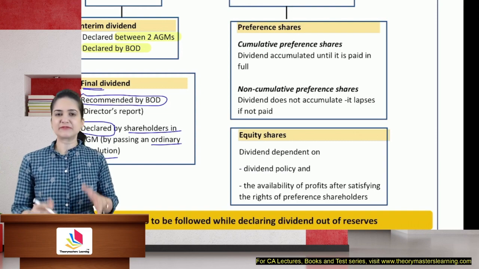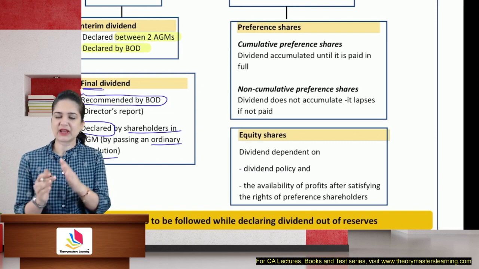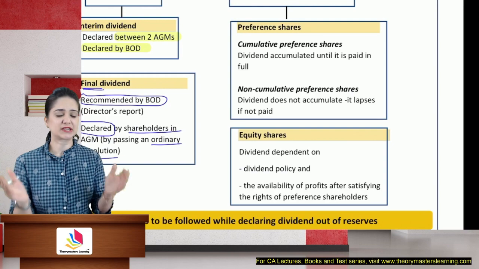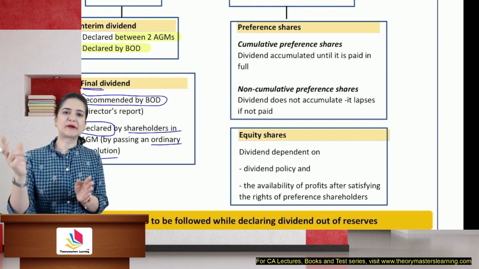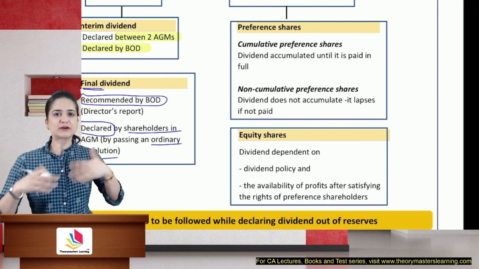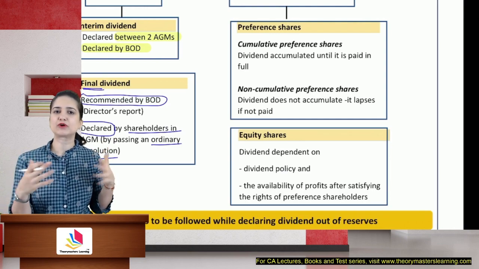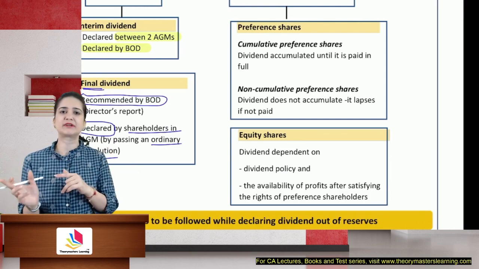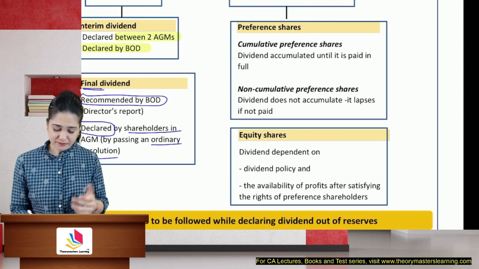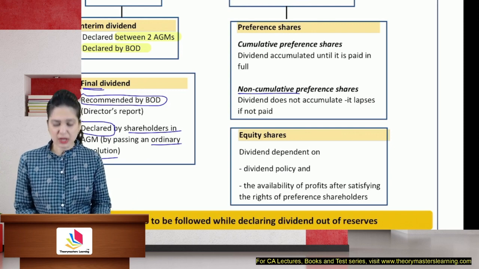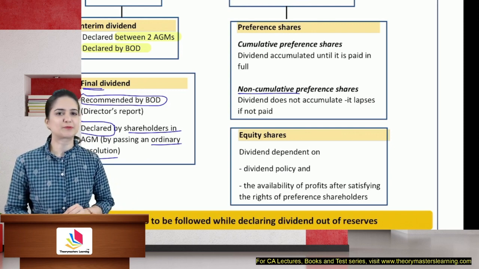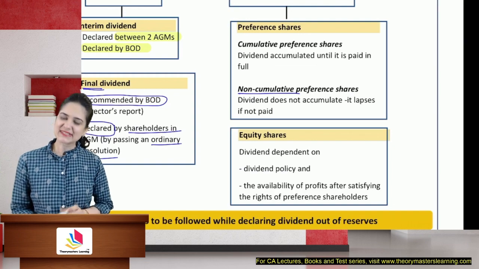So cumulative means that if the dividend is not paid in a particular year, it will have to be paid along with the dividend of the next year. It will accumulate. Before the dividend is paid to the equity shareholders, we will first clear off the accumulated unpaid dividend of the preference shareholders, and then we will pay the dividend to equity shareholders. What are non-cumulative preferences? Non-cumulative means that if the dividend is not paid in a particular year, that will lapse.